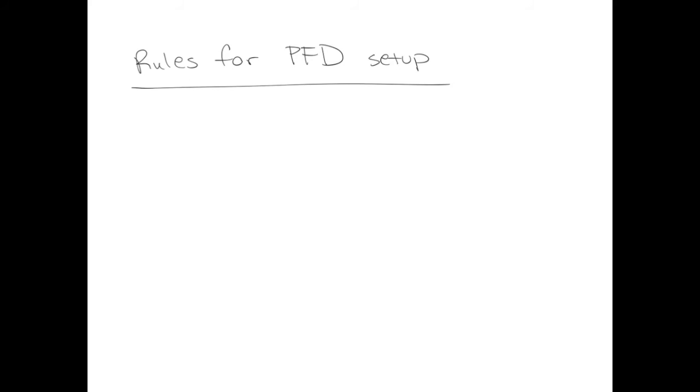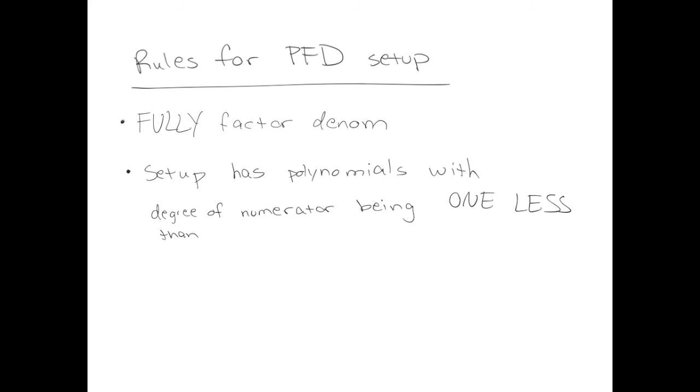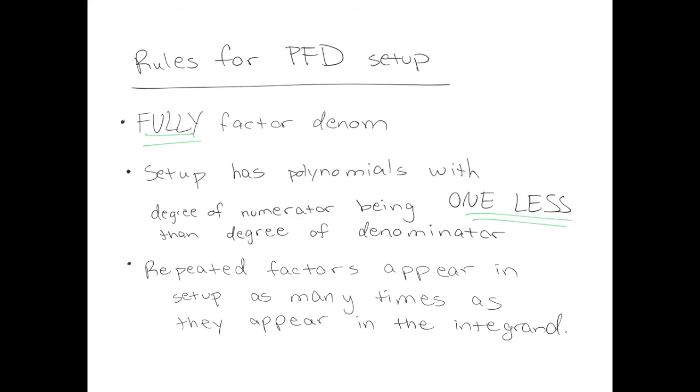Now let's review the rules for partial fraction decomposition setup that we've learned so far. The first rule is to fully factor the denominator. The second is that when you set up the partial fraction decomposition, the degree of the numerator should be 1 less than the degree of the denominator. And finally, there is one more rule that we haven't covered so far, which is for repeated factors. The last rule says if there are repeated factors in the denominator, then the setup has to also repeat that factor as many times as it appears in the denominator of the original problem.